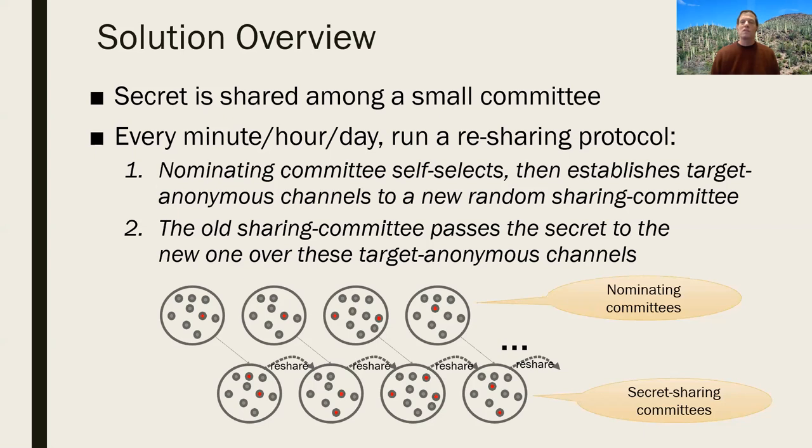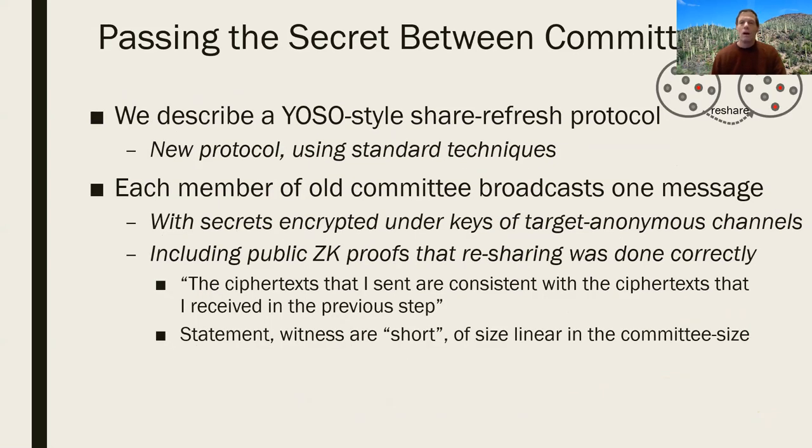And then once these channels are established, the old committee will use them to pass the secret to the new one over these channels by, as I said, encrypting them with the ephemeral public keys and broadcasting the result. How do you pass this secret from one committee to the other?